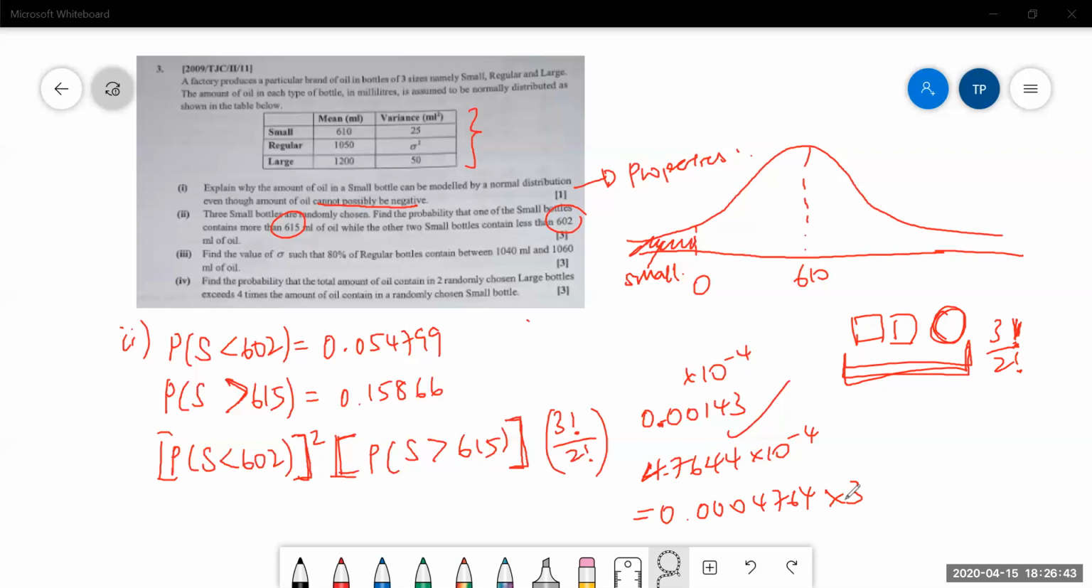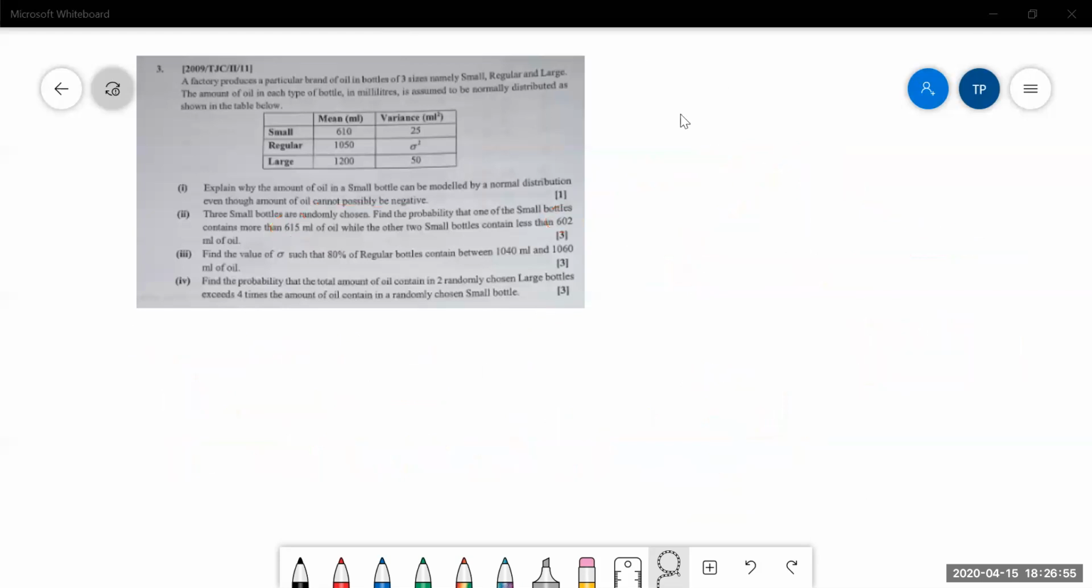Correct. Okay. So I can take 3 factorial over 2 factorial. But how do you know we have to do that? You won't know when it's the first time doing normal distribution. But as in the first time doing this kind of question, you will know. But a few times later, you will know already.